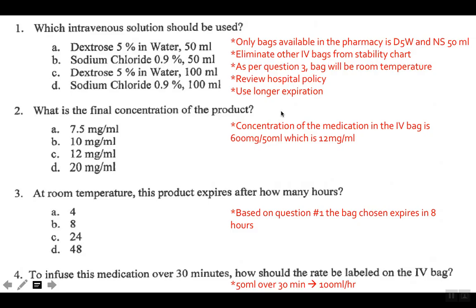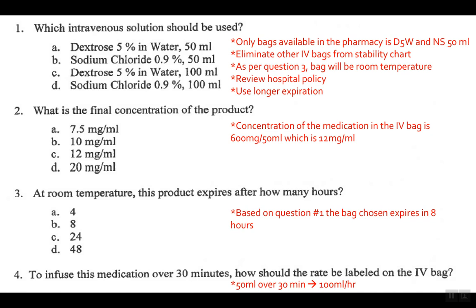So now let's take a look at some questions. Which IV solution should be used? Well, you can make some eliminations right away because in the pharmacy, we don't have 100 mL bags, right? We don't have 100 mL D5W, and we do not have 100 mL of sodium chloride. So you can eliminate C and D right away. Then you have A and B as your options. Now, another thing you should always look out for is when they want you to find the IV bag. Usually you need to know what temperature it is going to be stored at in order to determine which bag you should choose. So usually the question tells you. In this case, they didn't tell you.